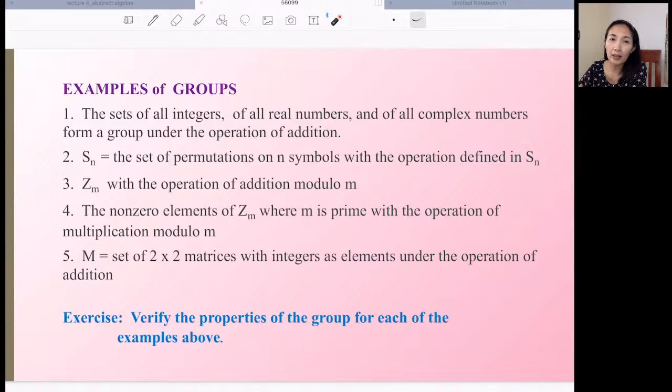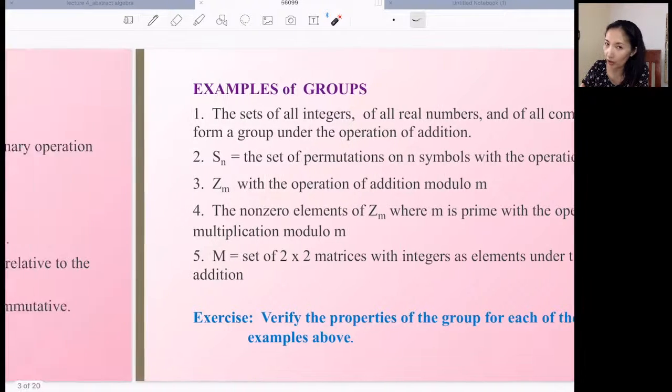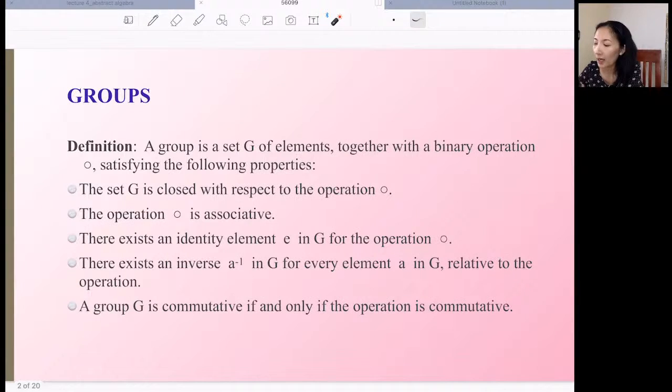Recall from last meeting, the set of permutations, your alpha, your beta, your rho, looking into the first property. So put this in mind, permutations on n symbols. So let's check on the properties. Number 1, is it closed with respect to the operation? I asked you before to complete the table. Are all entries of the table members of S sub 3?